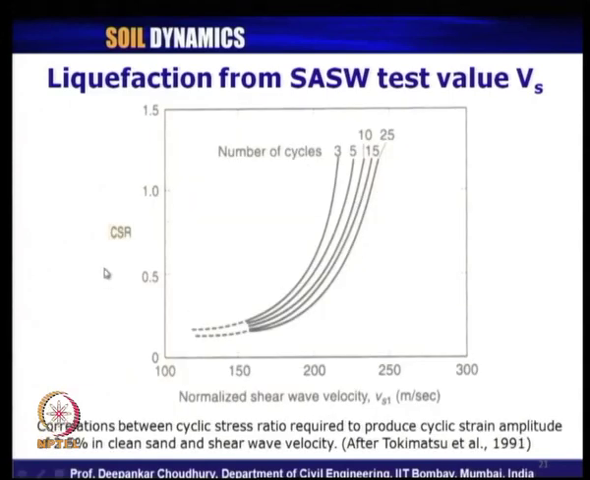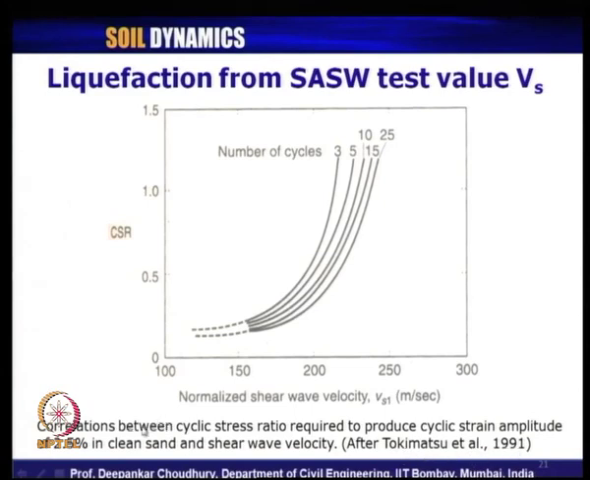And the relation between the CSR versus normalized shear wave velocity Vs1 in meter per second unit. Remember, this CSR is CSR 7.5 as was earlier proposed by Seed and Idriss. That is, in new terminology, this is nothing but CRR. Okay. So, remember that one, because this was developed before 2001. It was developed by Tokimatsu et al.